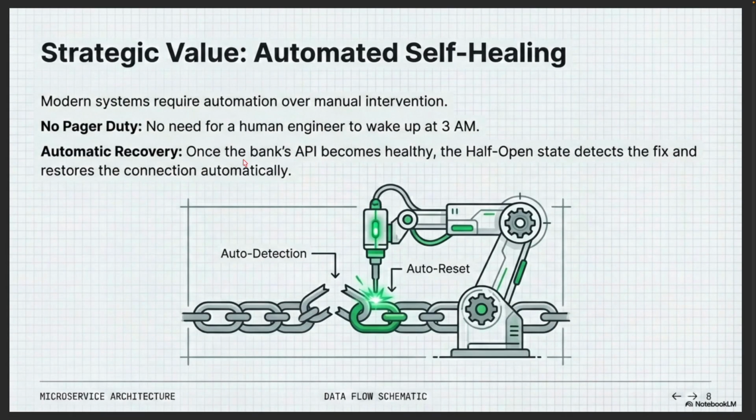Another strategic value is that, let's say this happens in the midnight or at 3 a.m. when the engineers are not available. During that time, we don't need an engineer to come back and fix this. It will automatically go into open state, and it will keep checking after some time whether the external service, that is the bank or the payment gateway, is back or not. Once it is back, it will automatically go into closed state without any human intervention. So this is how the system is self-resilient.